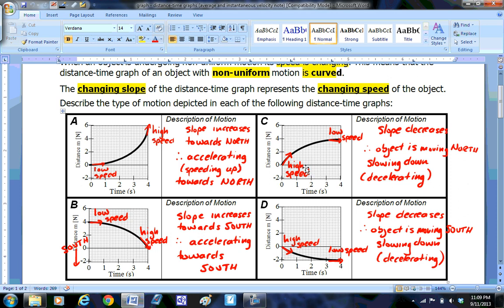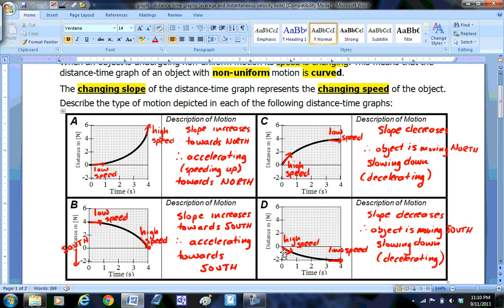Now here, for C, I've got a really, really high speed at the beginning, high slope, and by the time you get to the end here, the slope is really, really low. In other words, my speed is very low. So what's going on here is my slope is going down, so my object is slowing down. In other words, it's decelerating. And the object was initially moving towards the north. So going to the north, coming to a stop.